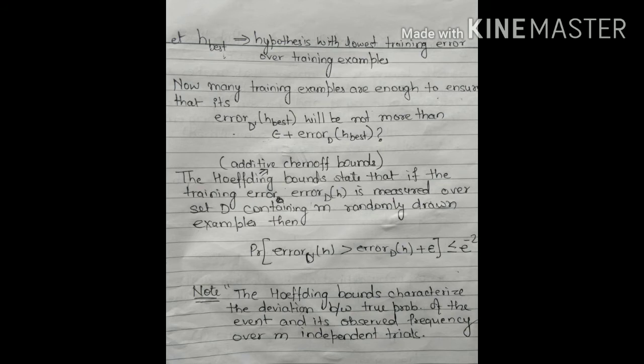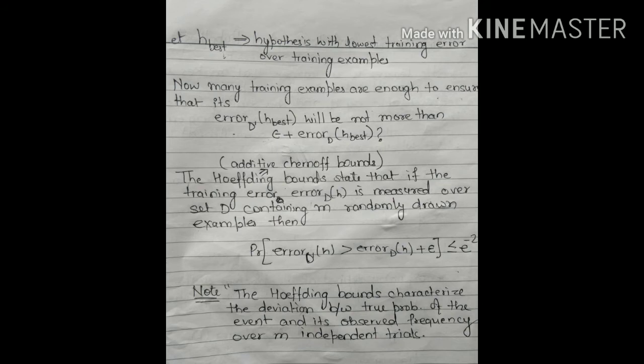Now, how many training examples are enough to ensure that its true error will be not more than epsilon plus training error? I will repeat it. Now we have to find out how many training examples are required so that we can bound the true error, which should not be more than the training error plus epsilon.